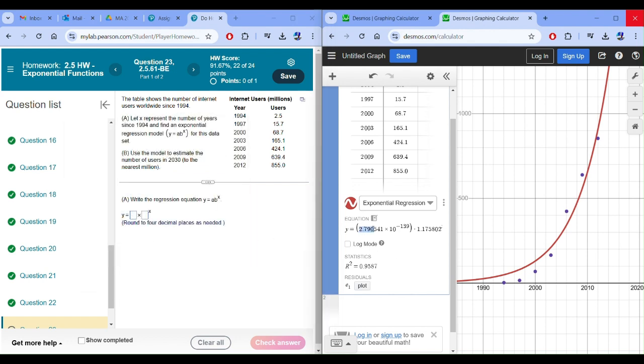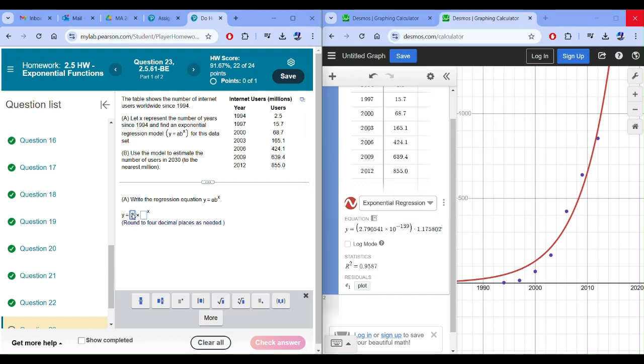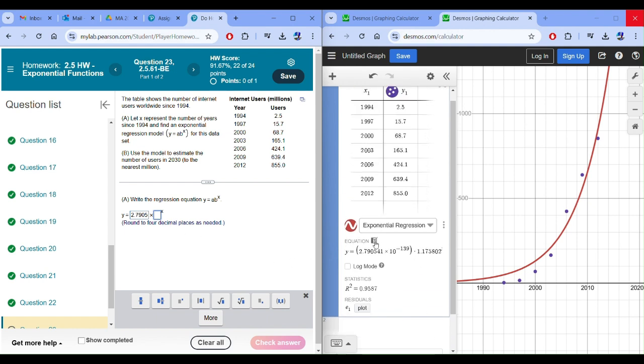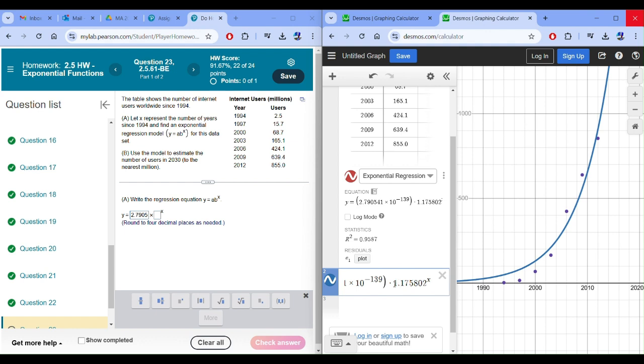My equation is going to be 2.7905 times... wait, what? This is a terrible number. This is 0.1758.